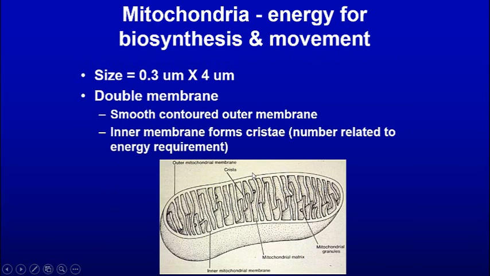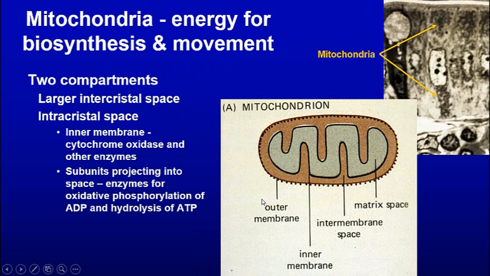They have smooth contours and a double membrane. The inner membrane is where you have the Krebs cycle and different activities going on, and there's the outer membrane too. So there are two compartments: an intracristal compartment inside here, and an intercristal compartment. And the intra one is where you have the cytochrome oxidase, the Krebs cycle, and ATP being produced in these.